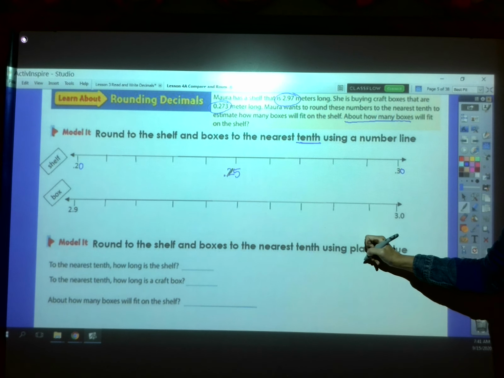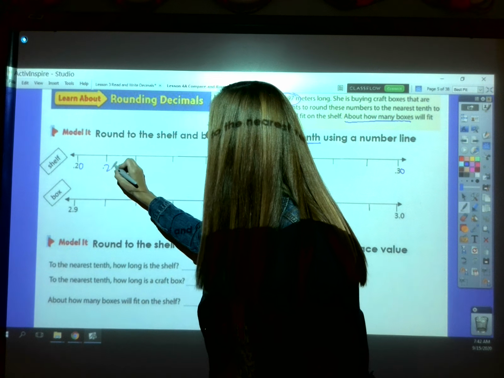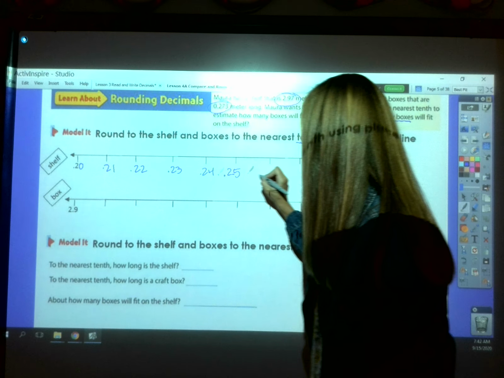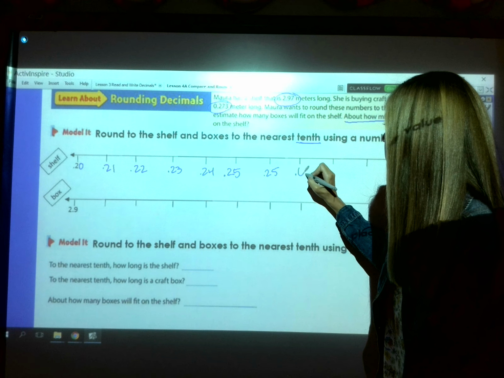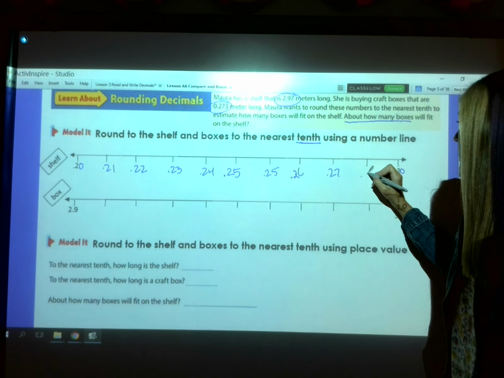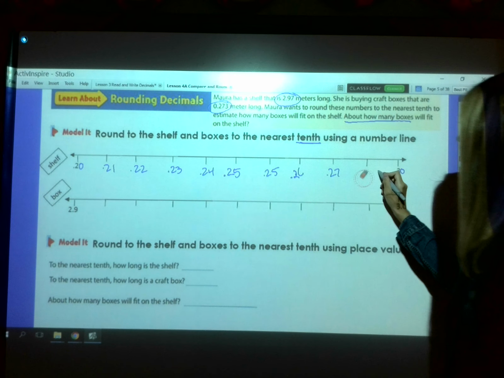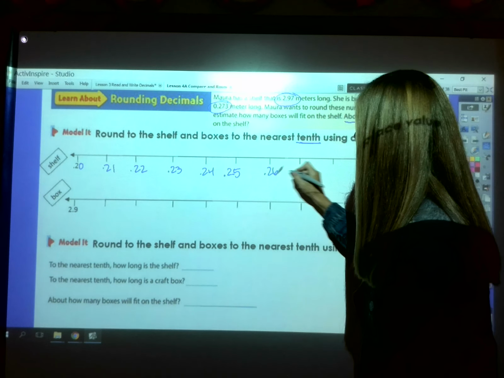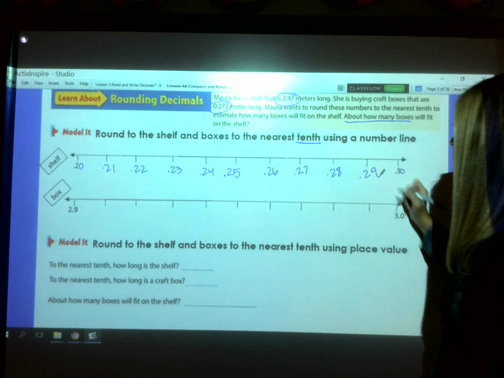And then I can see that this is a 21, 22, 23 hundredths, 24 hundredths, 25 hundredths, 26, oops, there we go, 26 hundredths, 27 hundredths, 28 hundredths. Oh, I see what I did there. Careful counting. 26 hundredths, 27 hundredths, 28 hundredths, 29 hundredths.